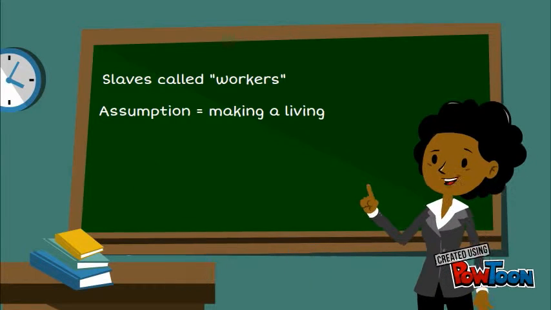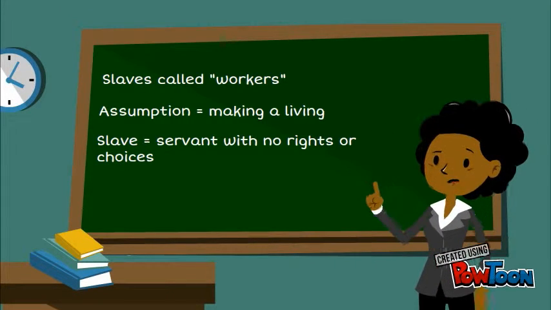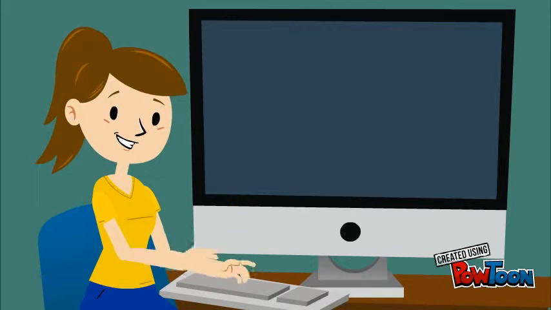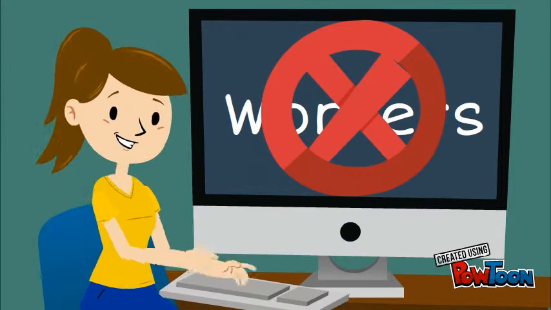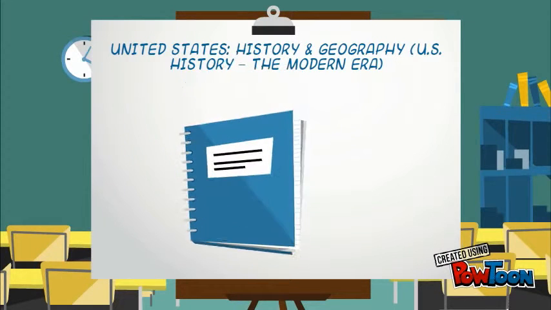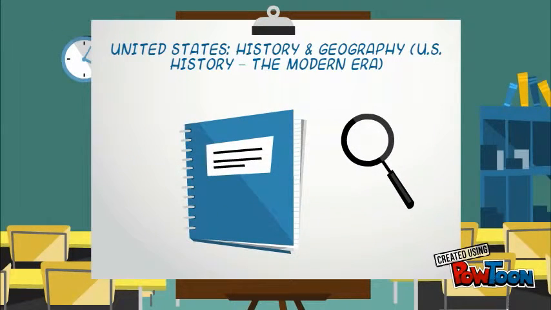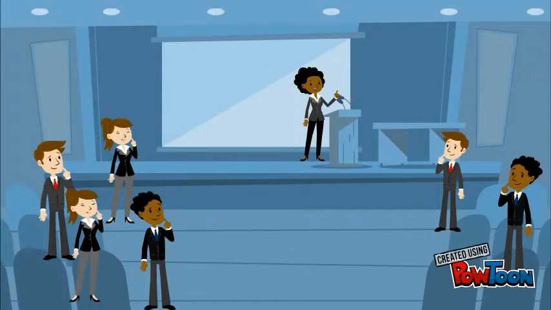Yes, in the definition of a slave, they are said to be workers, but they were forced into servitude and had no rights or choices. When summarizing the migration of Africans from their homeland to America, workers is not the right term to use. At first glance, you would think it was just a little mistake the writers made. But when you look a little deeper, you begin to wonder, was it really a mistake or was it premeditated?